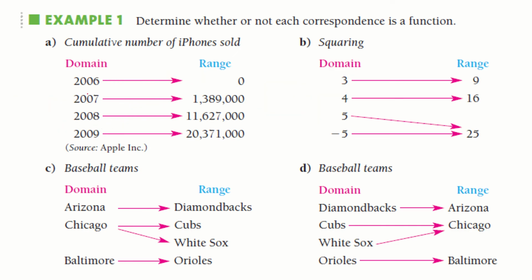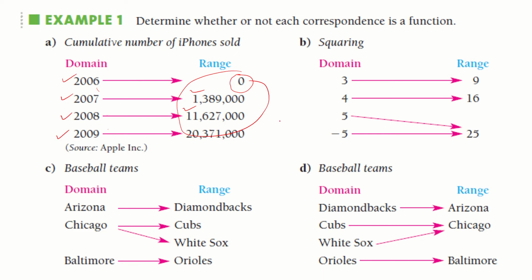So this first example, you see, in 2006, the total number of iPhones sold is 0. For 2007, we have this, which is a cumulative number of iPhones, obviously. In 2008, that's this one. So you see, every element of this set is being corresponded to a unique element in this set. See, there is no repetition.